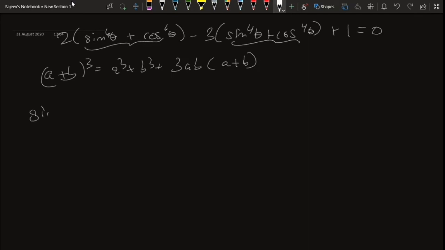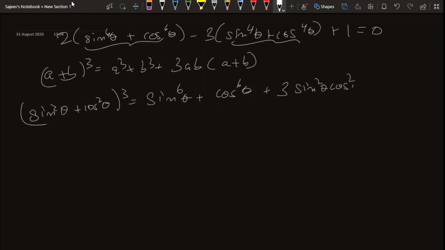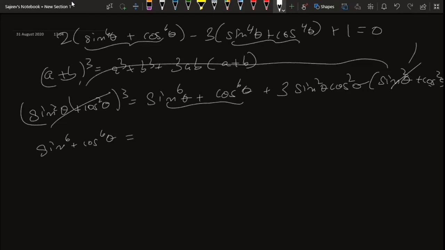So I have sine square theta plus cos square theta the whole cube, sorry, equal to sine power 6 theta plus cos power 6 theta plus 3 sine square theta cos square theta into sine square theta plus cos square theta. Sine square theta plus cos square theta is one, and that's also one. So this is what we need, right? Sine power 6 theta plus cos power 6 theta. Let me bring the rest of the terms to the left side. So I get 1 minus 1 cube is 1, so 1 minus 3 sine square theta cos square theta.